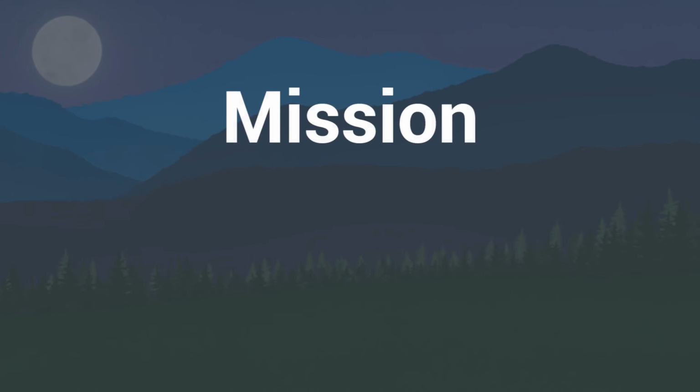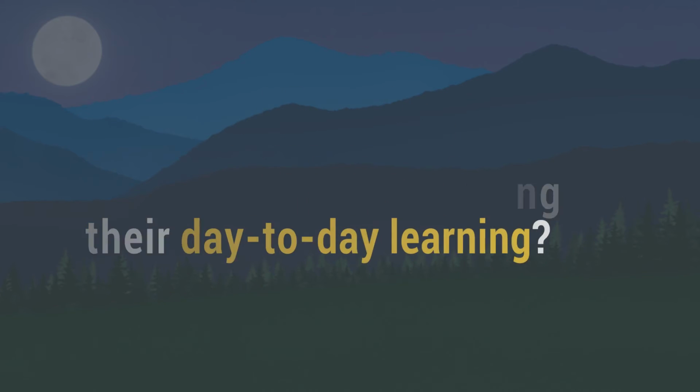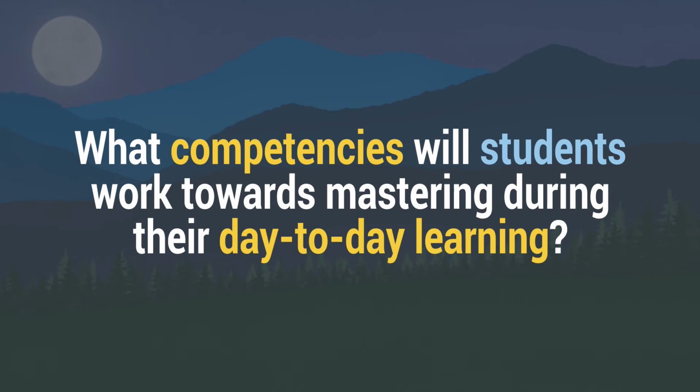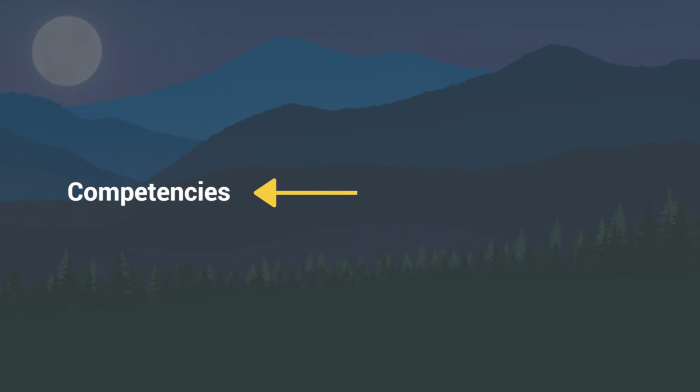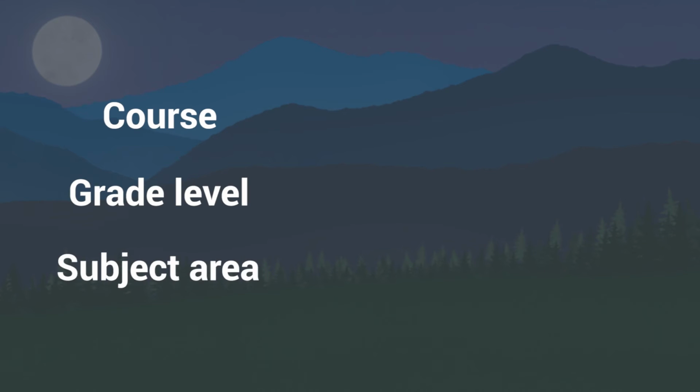Once you have completed the portrait of a graduate, it's time to start thinking about the mission-critical learning that actualizes that portrait. In other words, what competencies are students working towards mastery in their day-to-day learning? As a reminder, these competencies should be a cross-cutting collection of standards that can be applied to a variety of contexts and situations. They also should be accompanied by performance criteria that allow students to identify their performance level and where they can make improvements. If you're interested in getting started authoring competencies, start by selecting one course, grade level, or subject area.